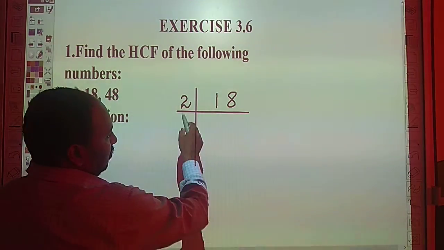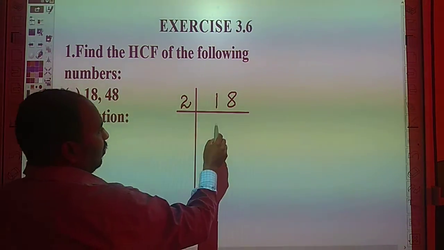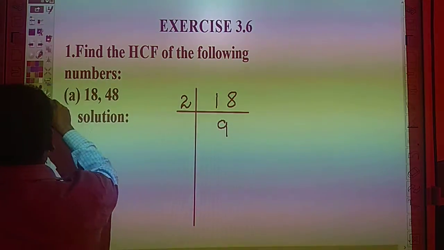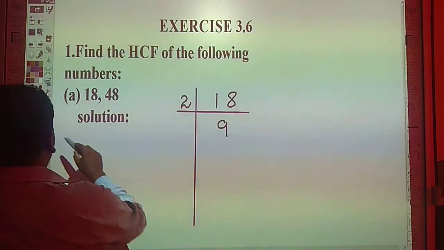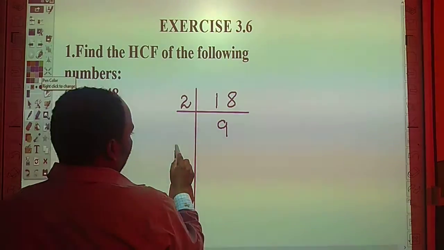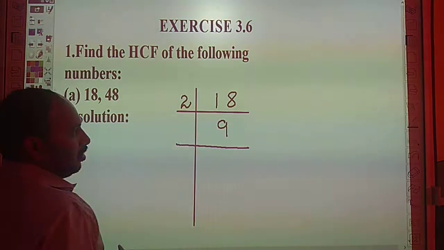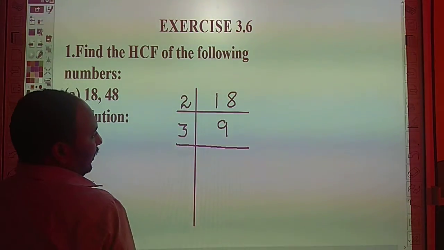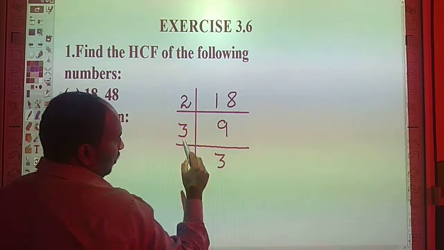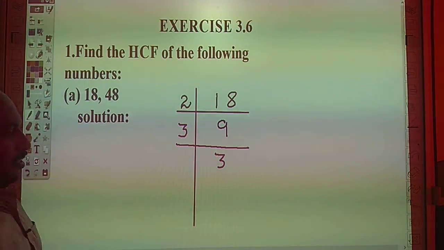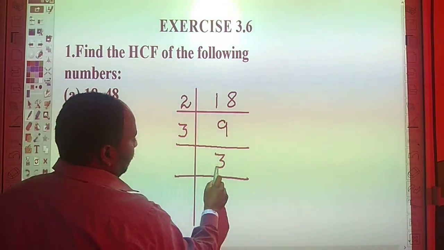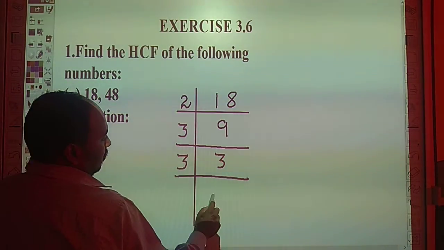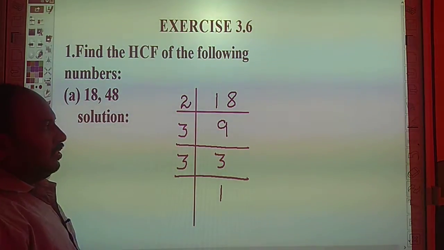Here, 18: we divide by 2. 9 2s are 18. Next one, 9. 9 is divisible by 3. So 3 3s are 9. The number 3 is divisible by only 3. 1 3 is 3.